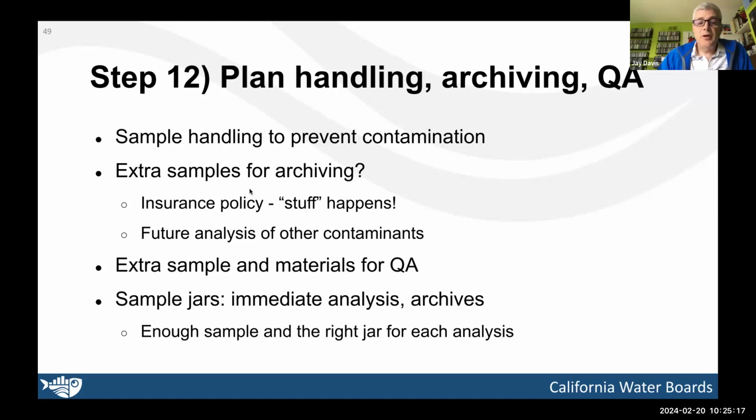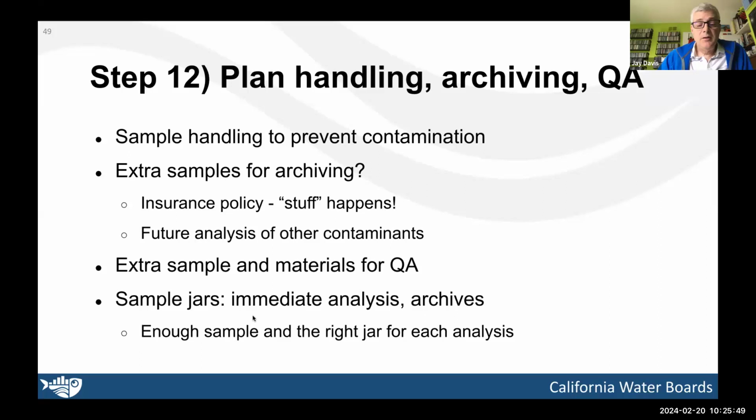It's nice to have extra samples for archiving. This is an important insurance policy in case something happens to your samples. Sometimes sample jars break or get lost, or something goes wrong with the lab analysis. So it's good to have backup samples. And then also it's good to archive them in case you want to analyze other contaminants in the future. You also need extra sample materials for QA samples.